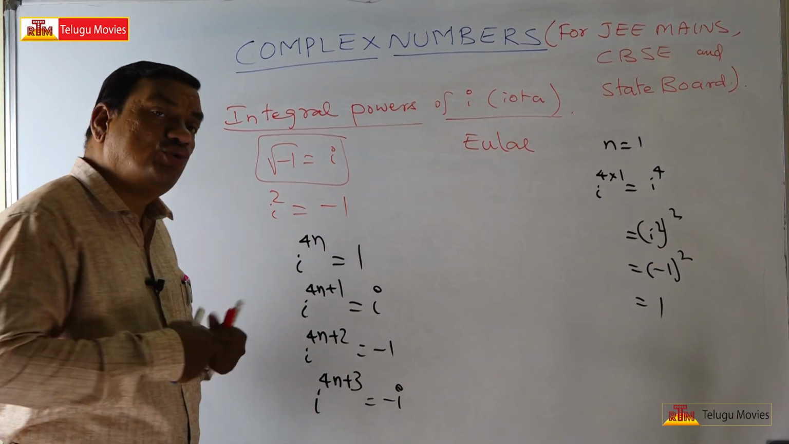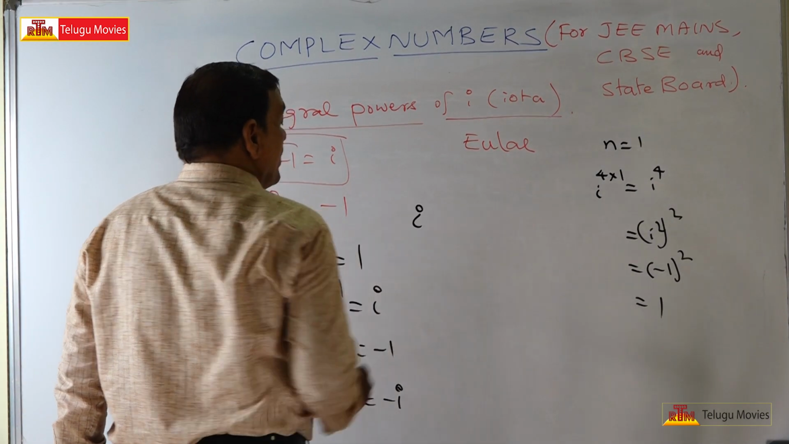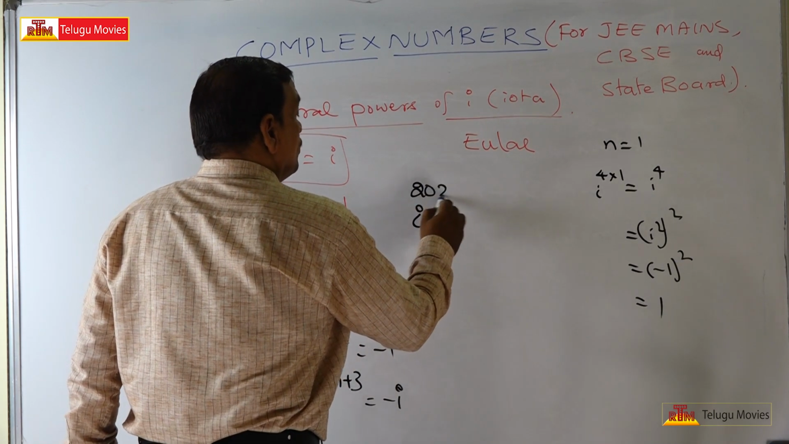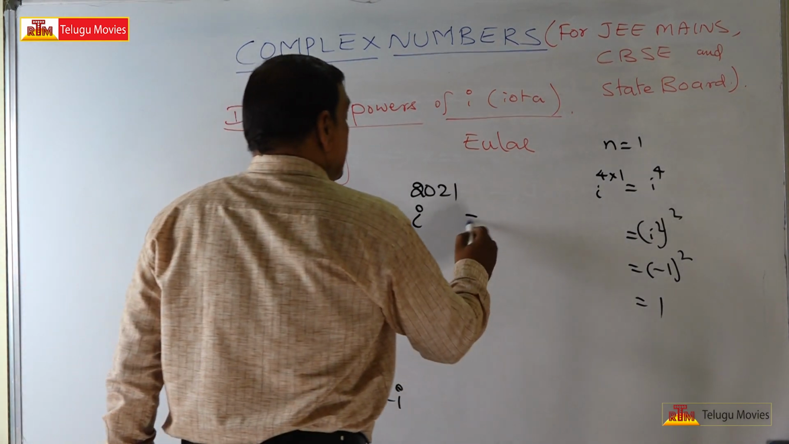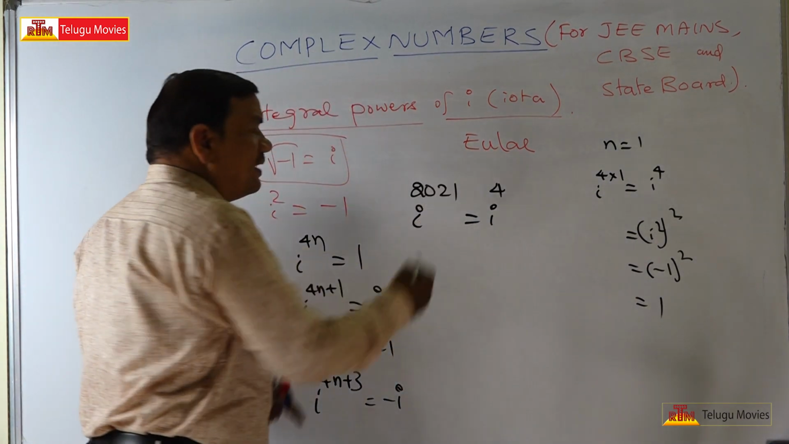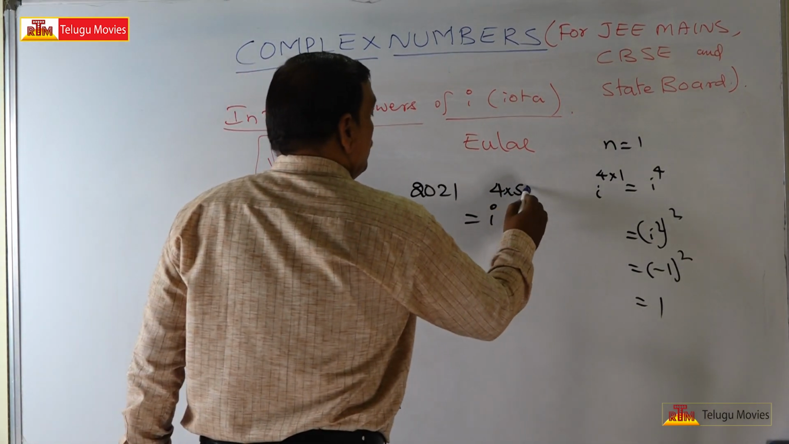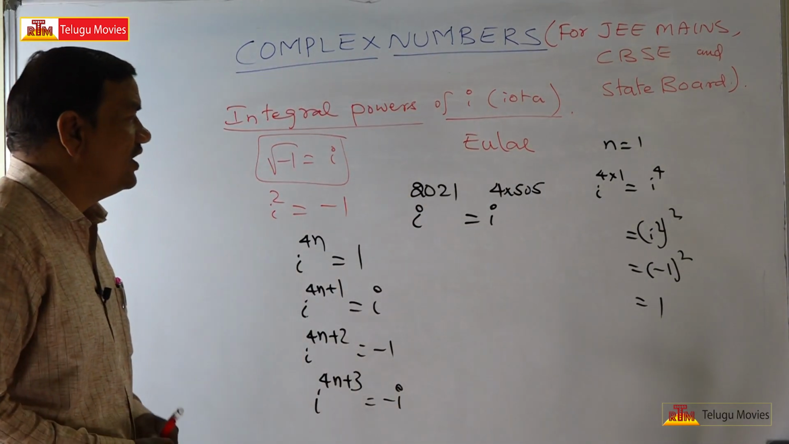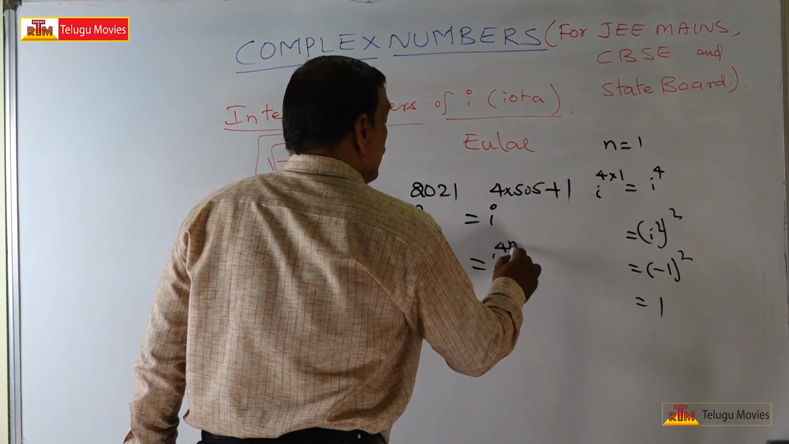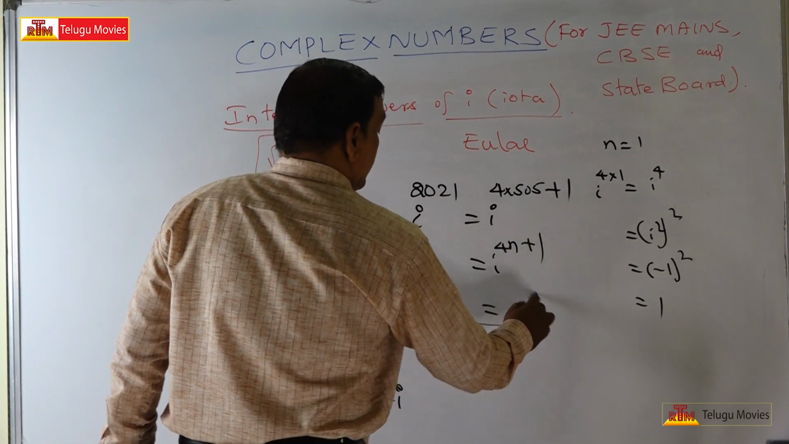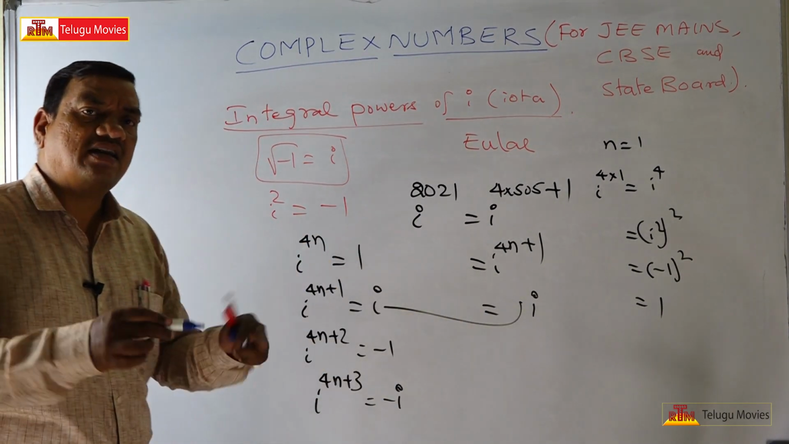So using this, you can find any power of i. For example, if you want to find i power 2021, this can be written as i power 4 times 505, 4 fives are 20, 4 fives are 2020, plus 1. So this is equal to i power 4n plus 1. This is nothing but i. Understand? So i power 2021 value is i.